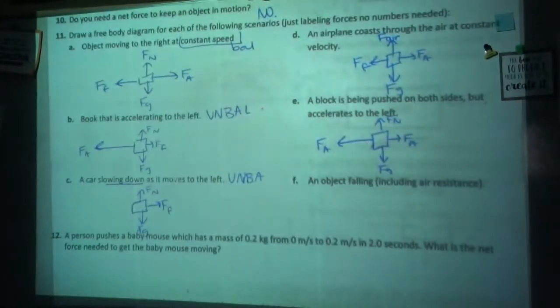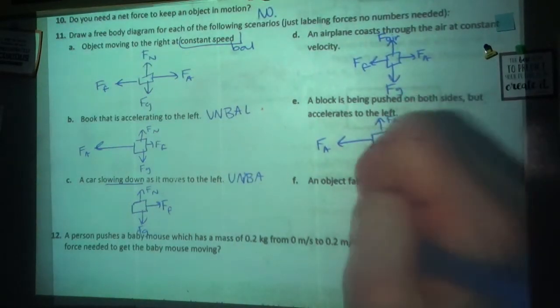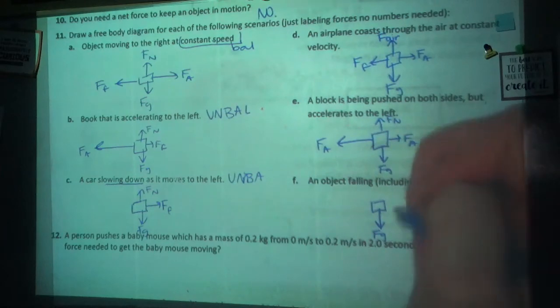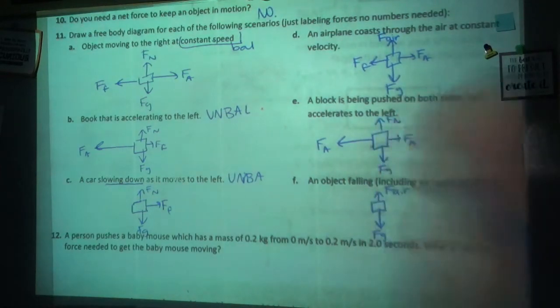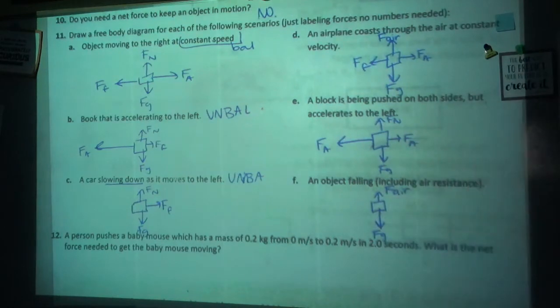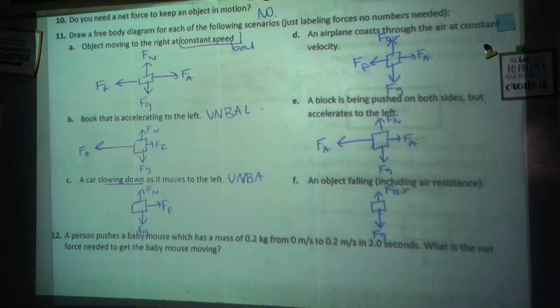And then lastly, I have an object falling. I do want to include air resistance. Falling definitely has a gravity force. There's not a normal force holding it up, but there is some air resistance. I'm going to assume that the air resistance is probably smaller than the gravity force because it doesn't actually tell me if it accelerates or constant velocity.